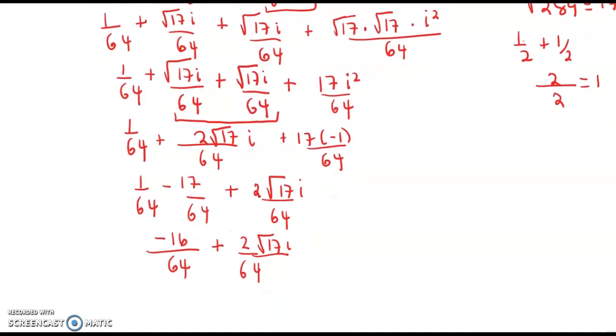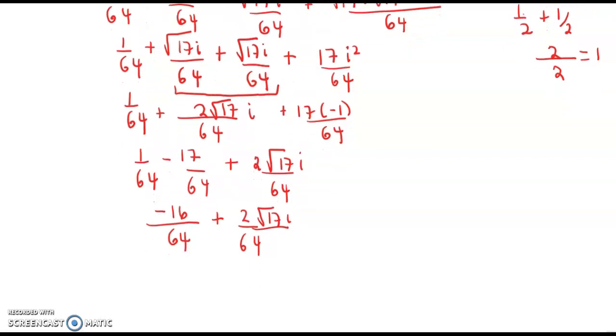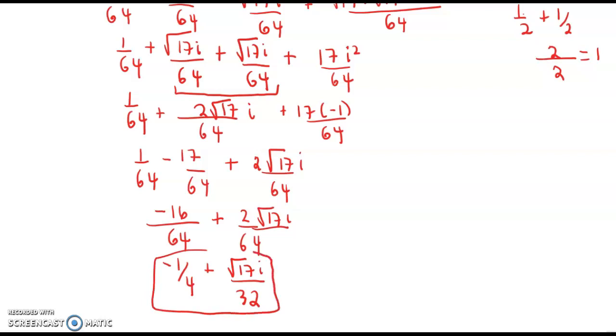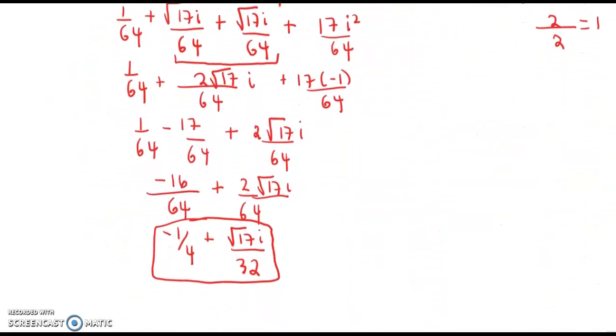So -16 divided by 64 gives you -1 over 4. And if you divide 2 by 64, that gives you 1 over 32. If you multiply 1 over 32 by square root of 17i, that gives you square root of 17i over 32. So now this is our expression in the form a plus bi. This is how you will simplify an expression that involves complex numbers. I hope this helps. Thanks.